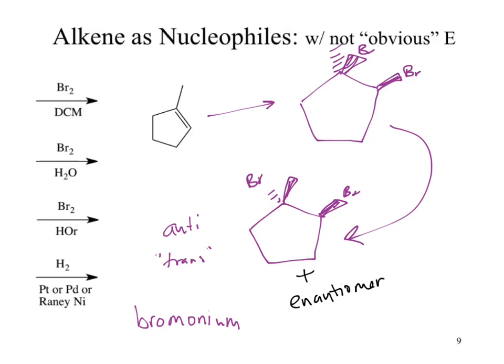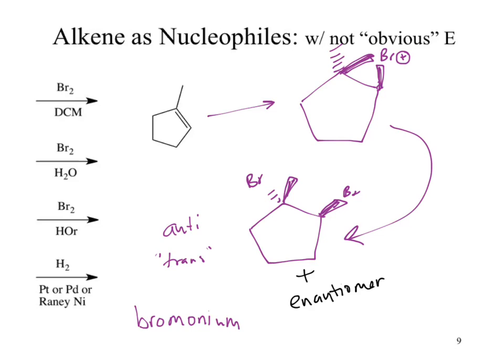Our initial bromine, whoops, I didn't mean to draw the product again. Our initial bromonium ion could have formed below the plane of the structure, which means we end up with two possible products. So you have to be aware of that.